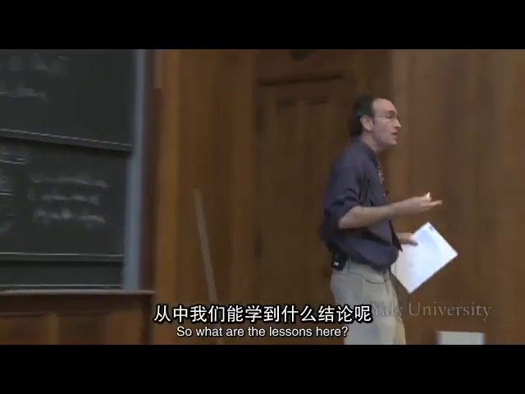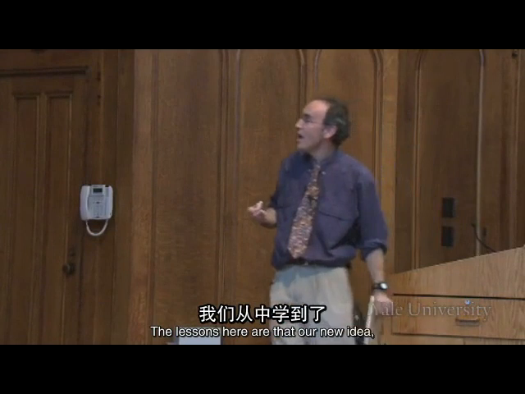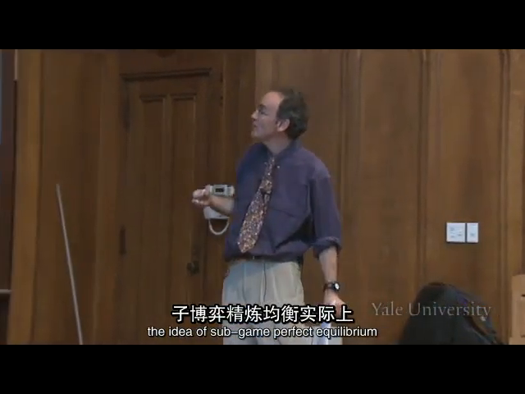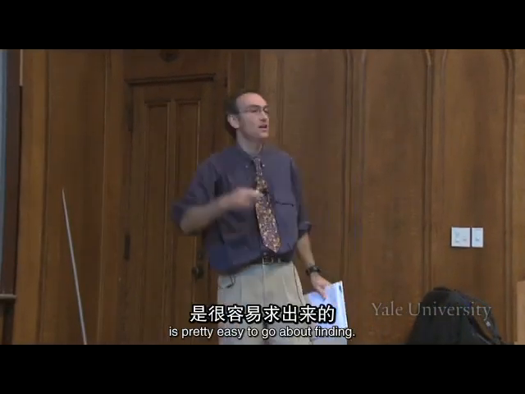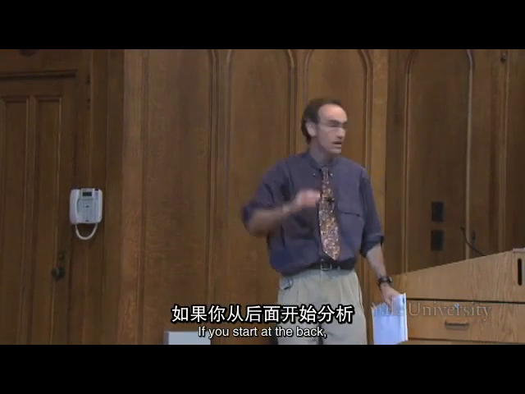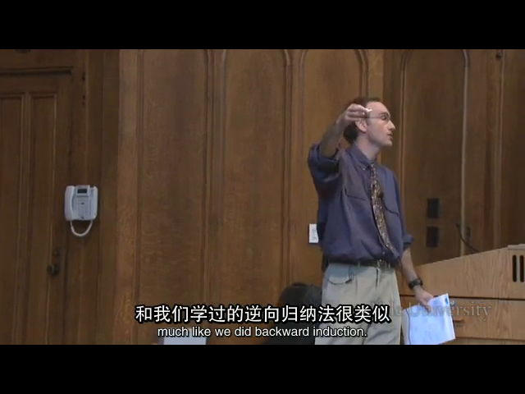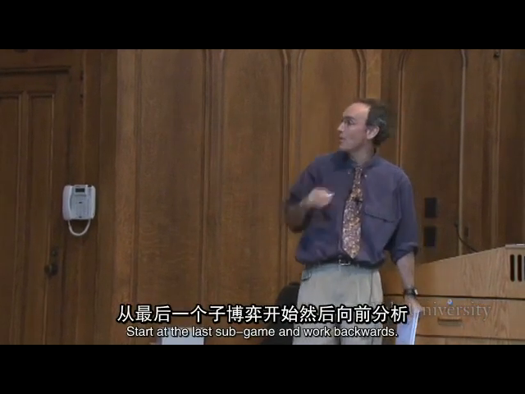All right, so what are the lessons here? The lessons here are that our new idea, our idea of subgame perfect equilibrium, is pretty easy to go about finding. You just look at subgames and check that the play in each subgame has to be Nash play. In fact, if you start at the back, you'll construct it by rolling backwards, much like we did with backward induction. Start at the last subgame and work backwards.